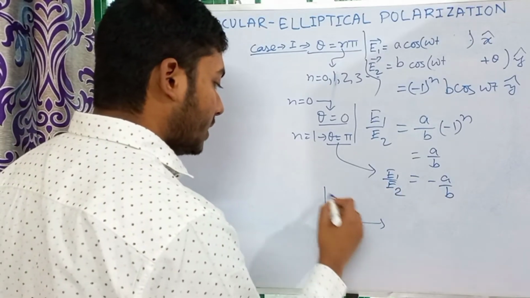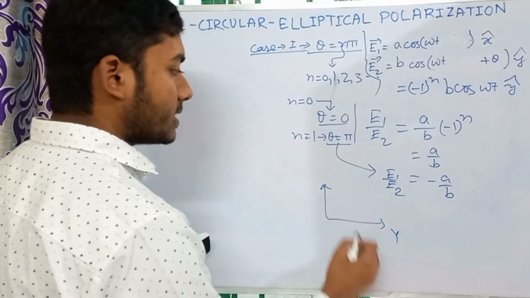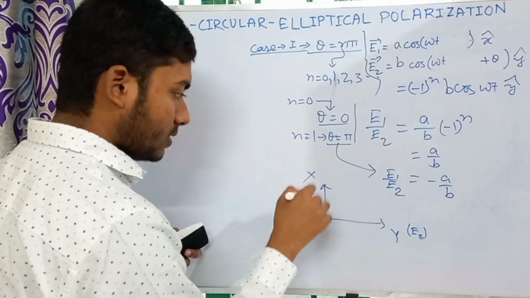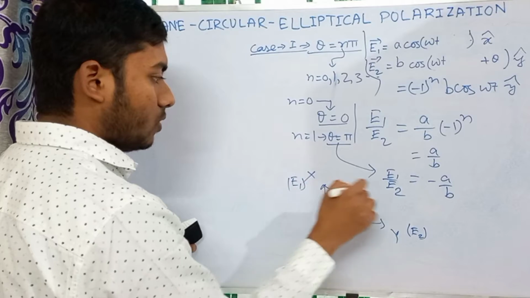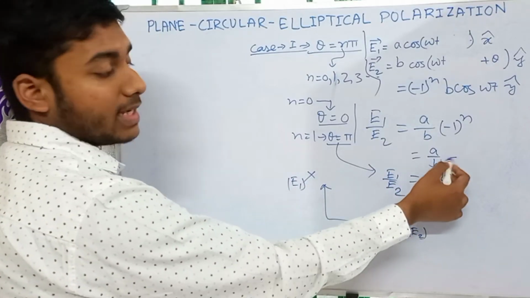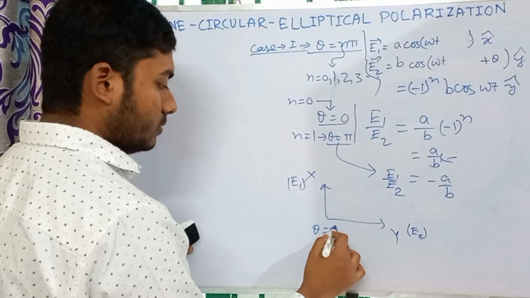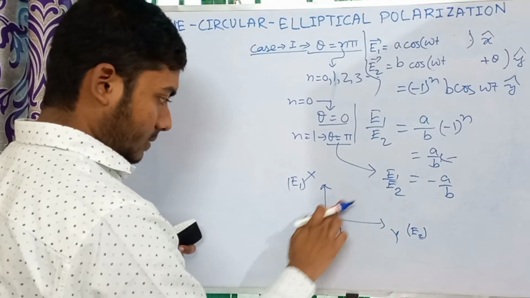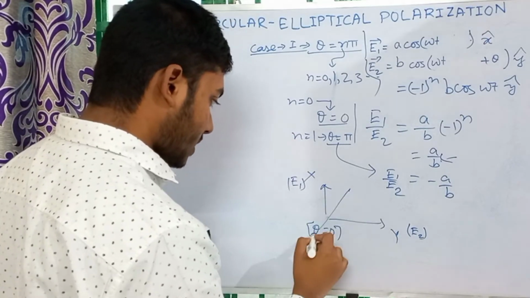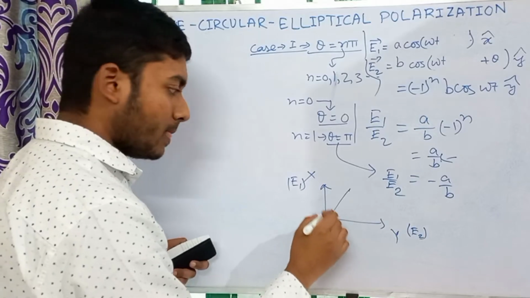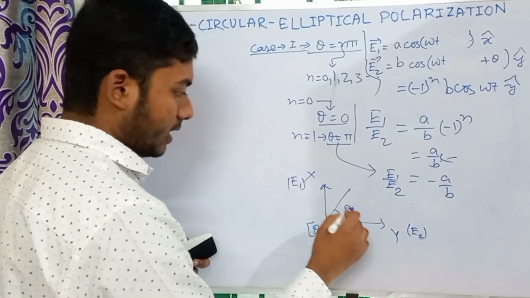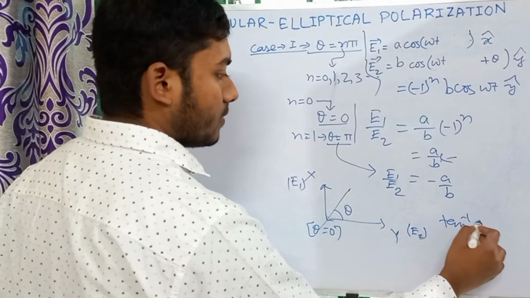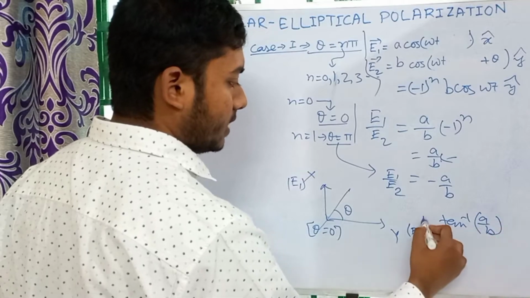For the graph between E1 and E2, suppose this is our y axis, denoting our E2, and this is our x axis, denoting our E1. So for the case when theta equals 0, this will be a straight line like this, but this is not 45 degrees. This is at an arbitrary angle theta, which will be the tan inverse of a by b. This is the value of theta.